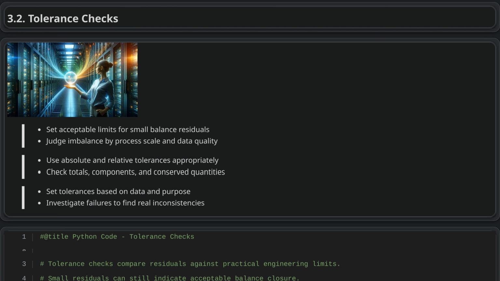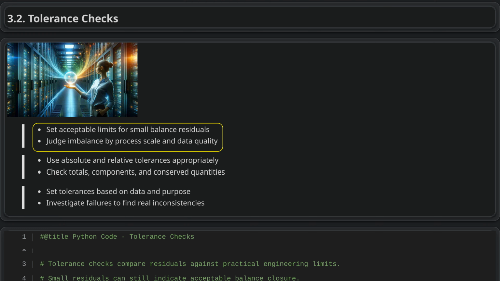Tolerance checks. Tolerance checks decide whether a material balance is close enough when measured inputs and outputs do not match exactly. Small differences are common because of rounding, estimated compositions, and limited calculation precision.